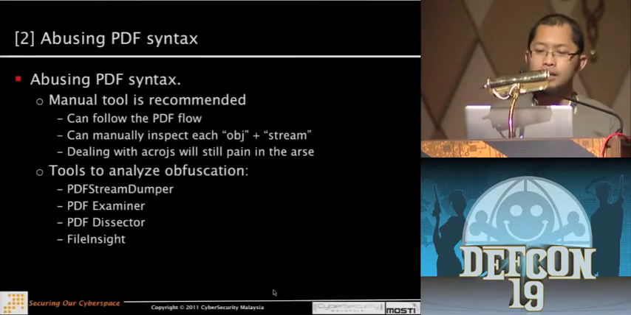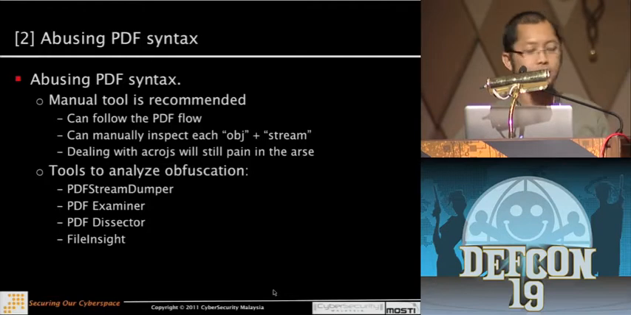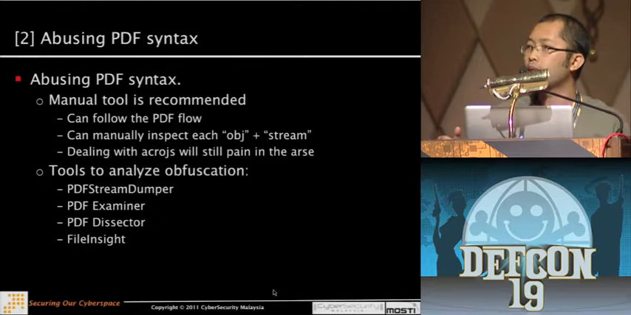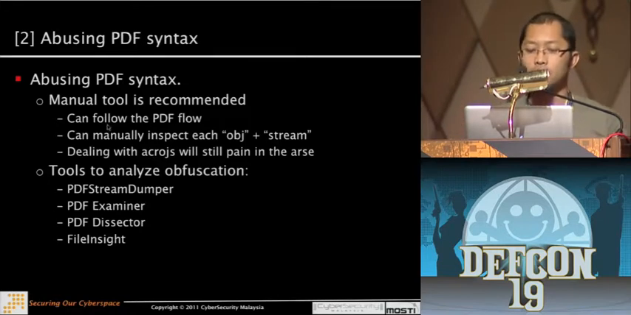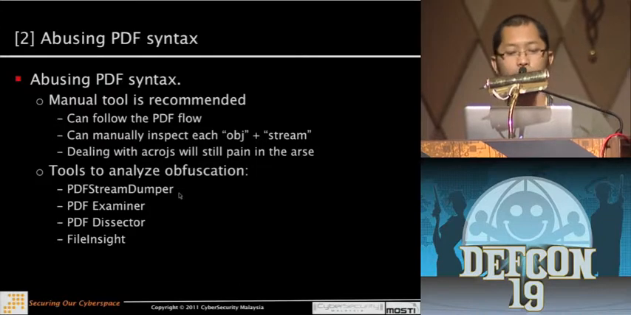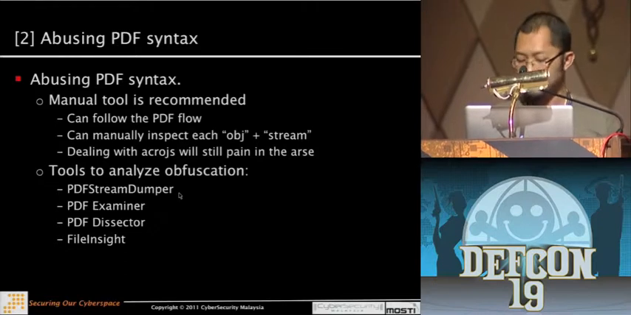It seems very difficult to automate this analysis, so manual tools are recommended. With a manual tool, you don't really parse the whole thing. You just grab any object and display it, so you can manually trace the components that belong to the object. For example, you can follow the PDF flow. You can manually inspect each object or each stream, so you know where it should end. And dealing with the AcroJS is still a pain in the ass. A couple of tools you can play around with are PDF Stream Dumper, PDF Examiner, PDF Dissector, and File Insight.